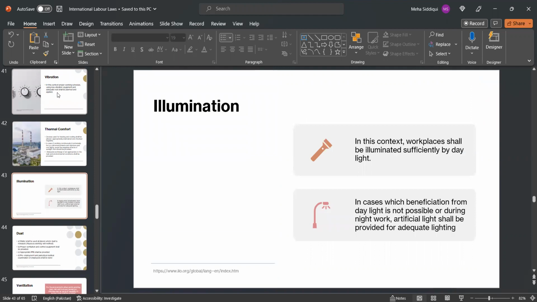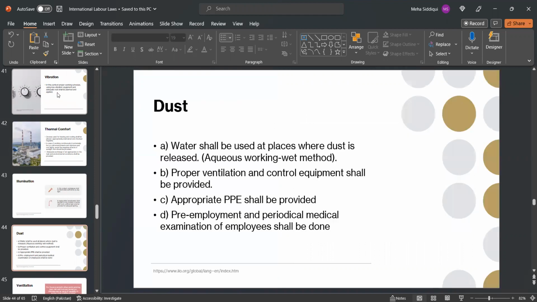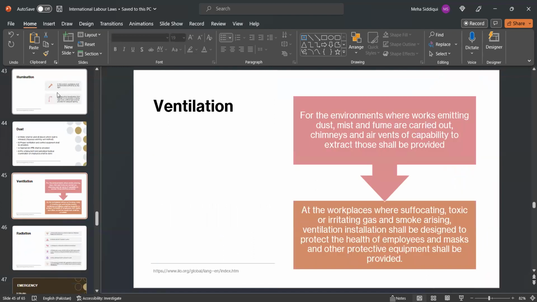Illumination. In this context, workplaces shall be illuminated sufficiently by daylight. In cases in which benefit from daylight is not possible or during night work, artificial light shall be provided for adequate lighting. Dust. Water shall be placed at places where dust is released, that is, the aqueous working wet method. Proper ventilation control equipment shall be provided. Appropriate PPE should be provided. Pre-employment and periodic medical examination of employees shall be done.